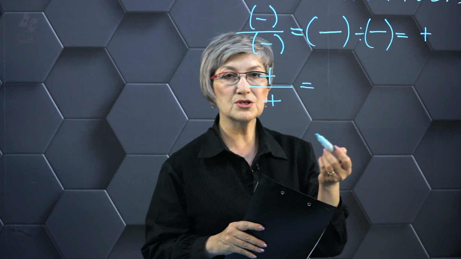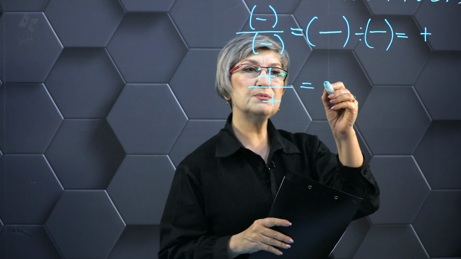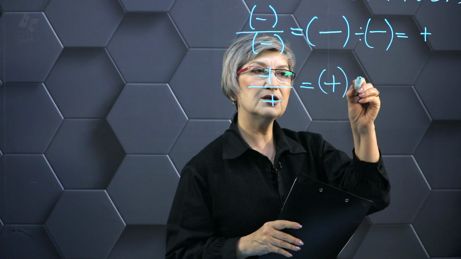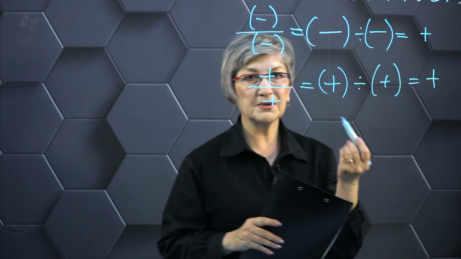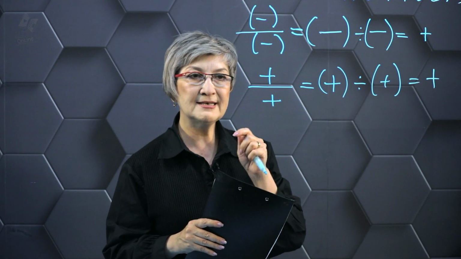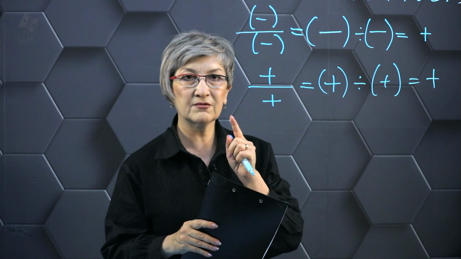If you have a positive number written in the numerator and you also have a positive number in the denominator, then the result is also a positive number. I can write it down like this. If we divide a positive number by a positive number, the result is a positive number. Remember, if you multiply or divide numbers with the same signs, the result is a positive number.